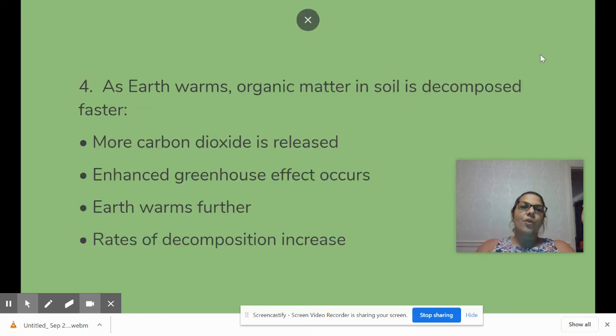4, as Earth warms, organic matter in the soil is decomposed faster. More carbon dioxide is then released. Enhanced greenhouse effect occurs. Earth warms further. Rates of decomposition increase. Okay, so positive or negative for that one?